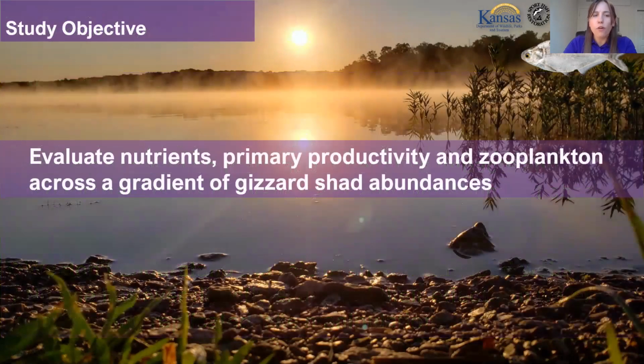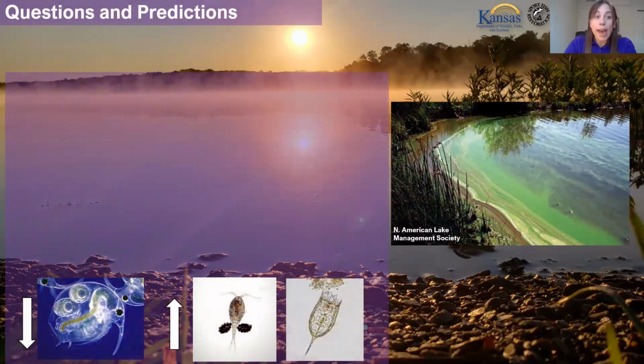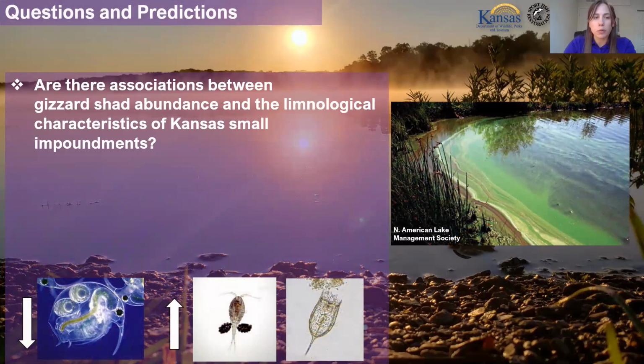Therefore, the overarching study objective for my dissertation project was to evaluate patterns in nutrients, primary productivity, and zooplankton communities across a gradient of gizzard shad abundances. So we asked, are there associations between gizzard shad abundance and the limnological characteristics of Kansas small impoundments?